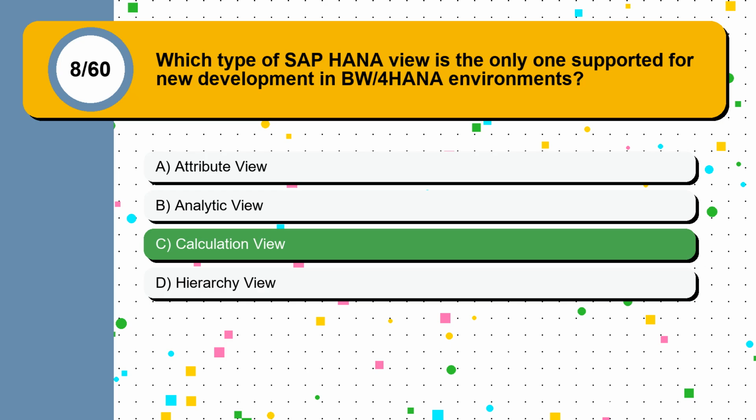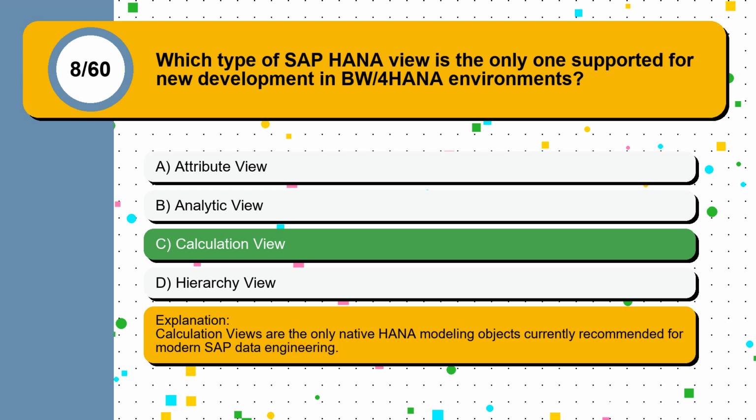The correct answer is option C, Calculation View. Calculation views are the only native HANA modeling objects currently recommended for modern SAP data engineering.